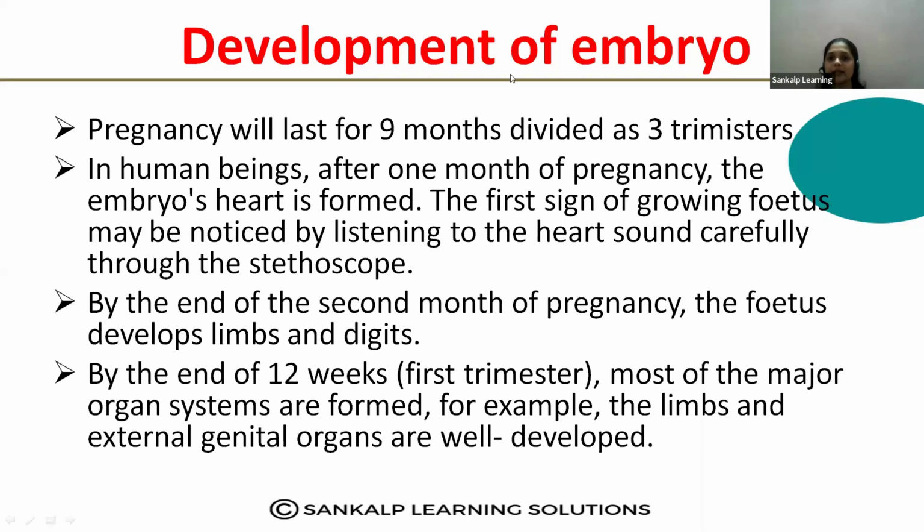You know that pregnancy in human beings lasts for 9 months. The 9 months of pregnancy is divided into 3 trimesters. The first trimester includes the first 3 months, then the second trimester and the third trimester. Means totally 9 months. And after 1 month, 1 month means how many weeks?